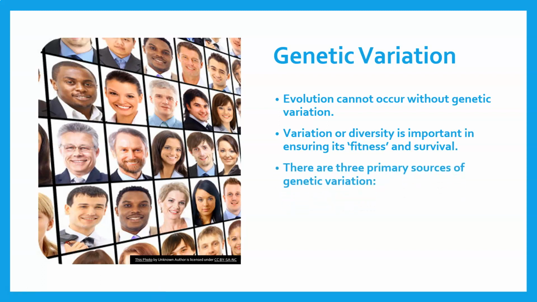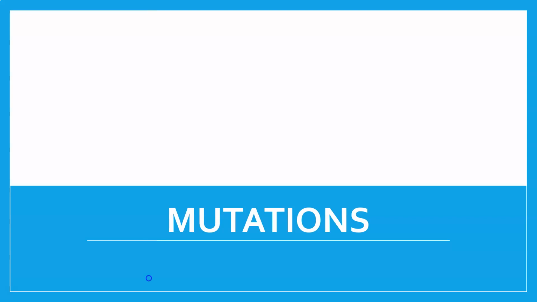Now, there are three primary sources of genetic variation. There's mutation, there's gene flow, and then there's sex, so how variation can occur through the process of meiosis. Let's look at each of these a little closer.